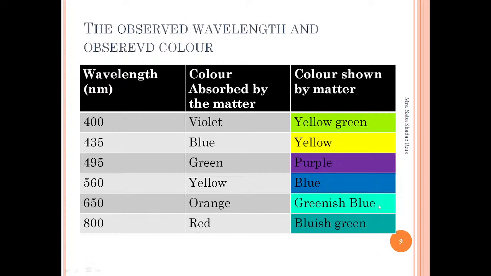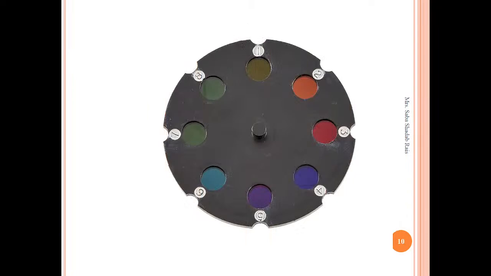If your substance is greenish blue, you are going to use 650 nanometer wavelength light, because it is going to absorb orange. Then if it is bluish green, it is going to absorb red light, and you are going to use the 800 nanometer filter. Okay, so it is clear to everybody what type of filter we are going to use. Now let's see how this filter looks. This filter is something like this.